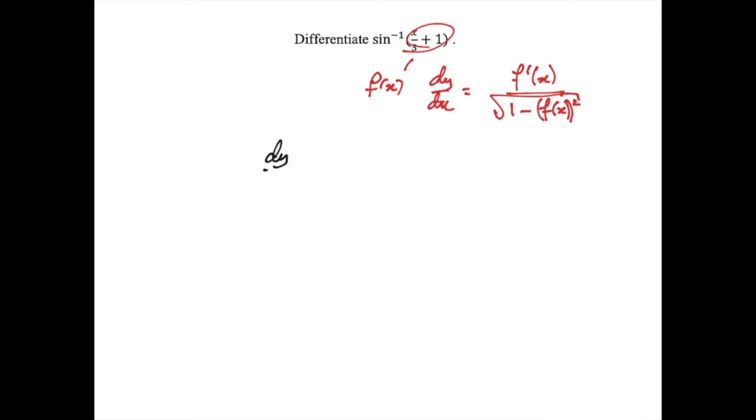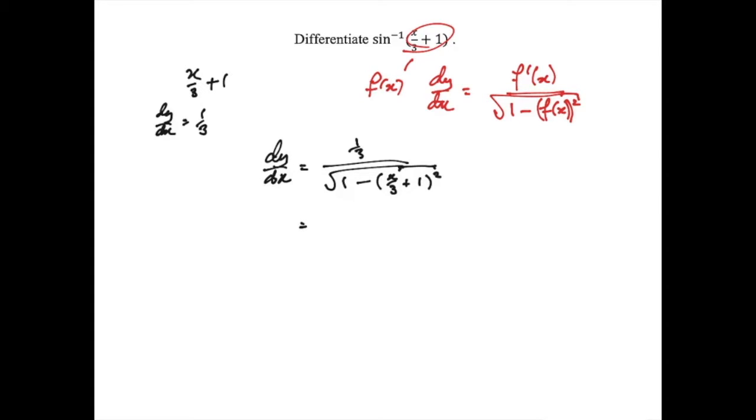So our dy dx will be, well, what is the derivative of x over 3 plus 1? The derivative of that is 1/3. So we'll put 1/3 over root 1 minus, and it's going to be x over 3 plus 1 squared. Okay, so just using our formula there, but it looks pretty ugly. So let's do some simplifying here.